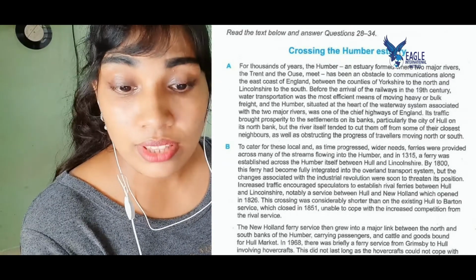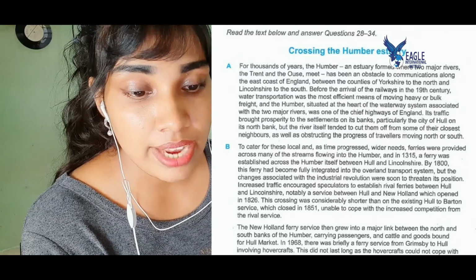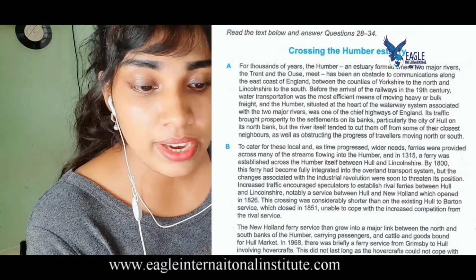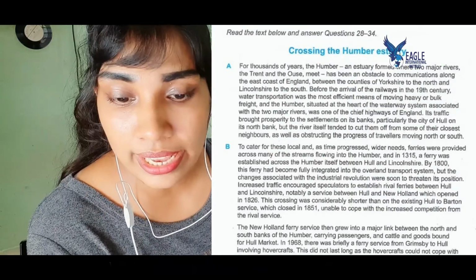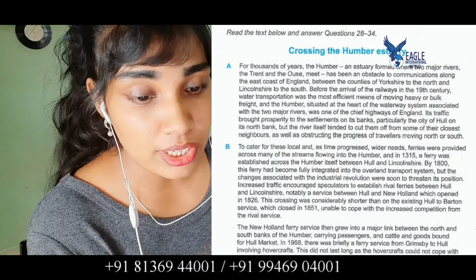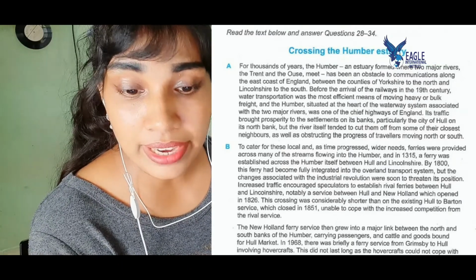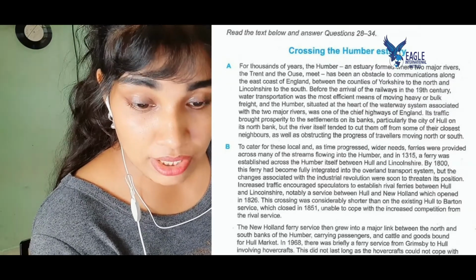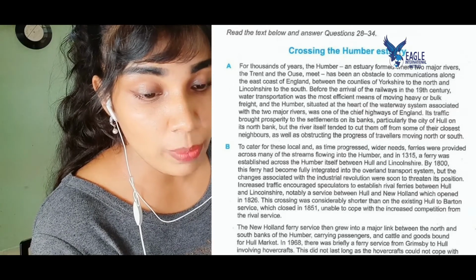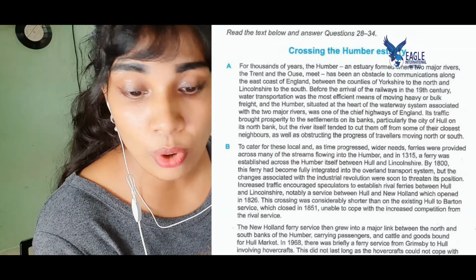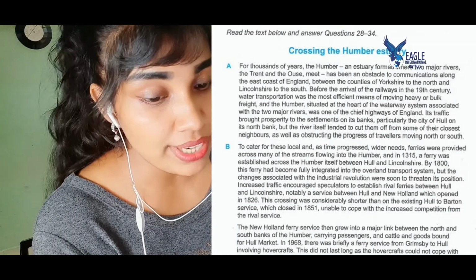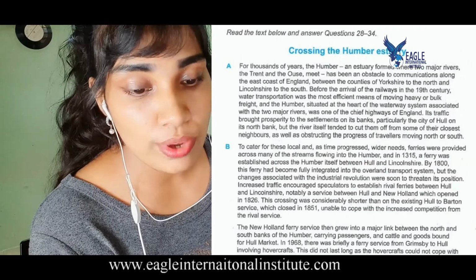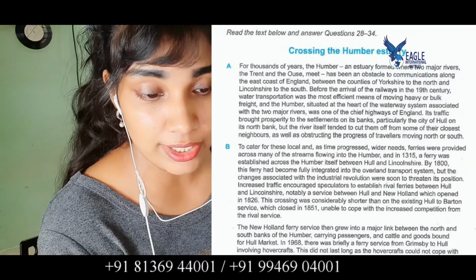Section A. For thousands of years, the Humber estuary, formed where two major rivers, the Trent and the Ouse, meet, has been an obstacle to communications along the east coast of England, between the counties of Yorkshire to the north and Lincolnshire to the south. Before the arrival of railways in the 19th century, water transportation was the most efficient means of moving heavy or bulk freight, and the Humber, situated at the heart of the waterway system associated with the two major rivers, was one of the chief highways of England.